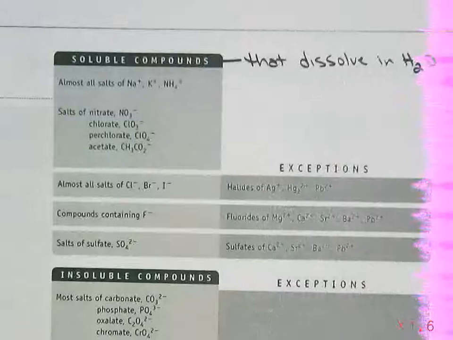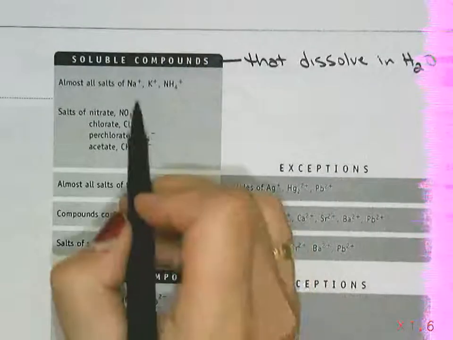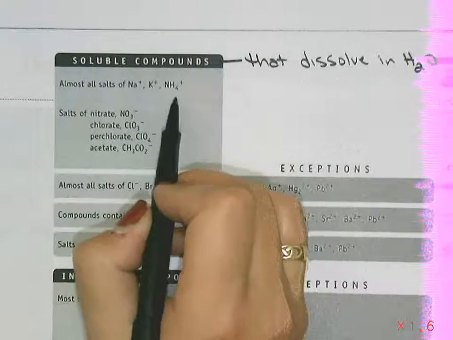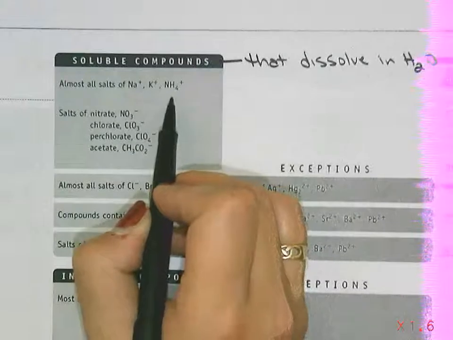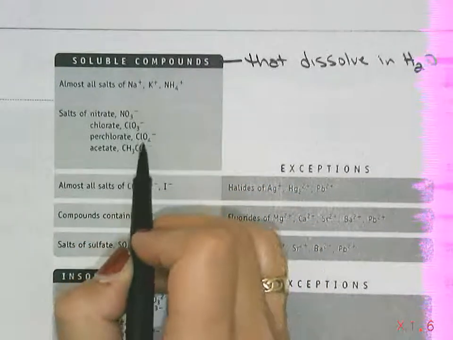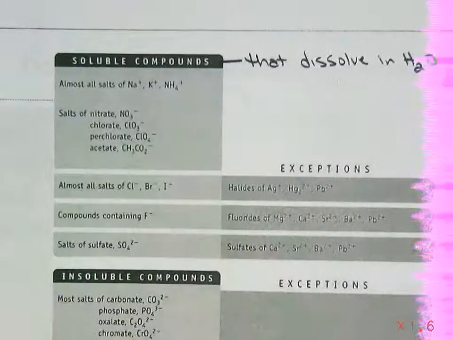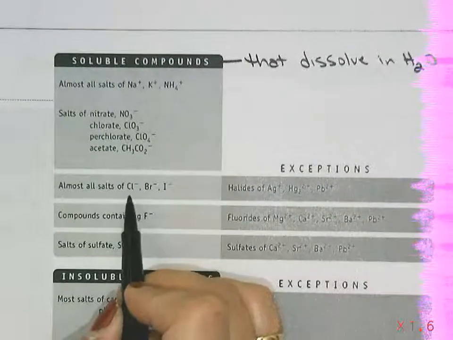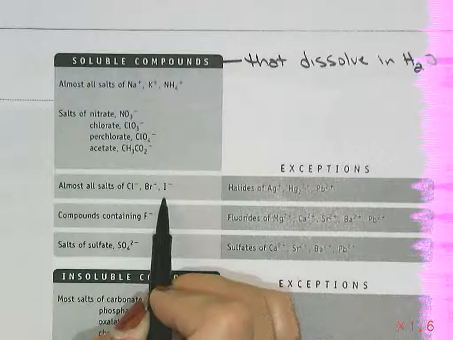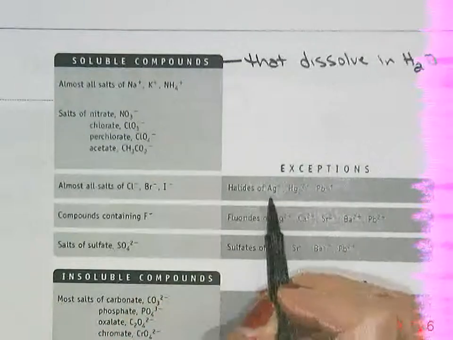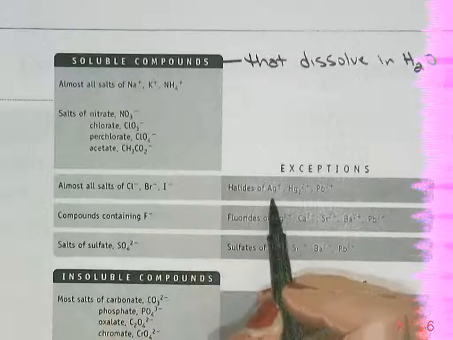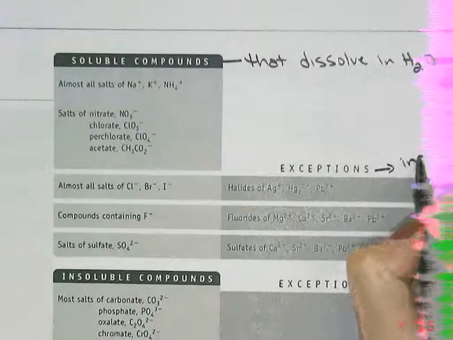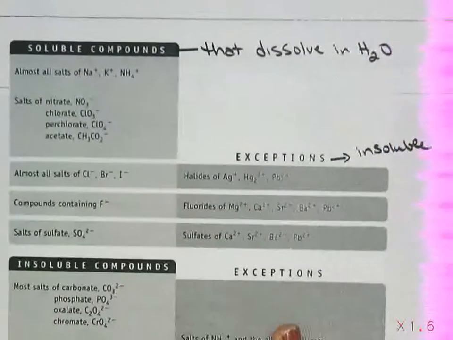So they're saying just about anything that's stuck to a sodium or a potassium or an ammonium dissolves in water. Just about anything that has a nitrate, chlorate, perchlorate, or acetate dissolves in water. Those are all givens. Just about anything that has a halide, a chloride, a bromide, and iodide dissolves in water, unless you put a chlorine with a silver. That no longer dissolves. So exceptions in this first half mean insoluble. So if I put silver with chloride, not soluble.